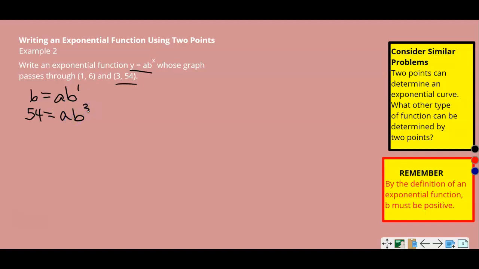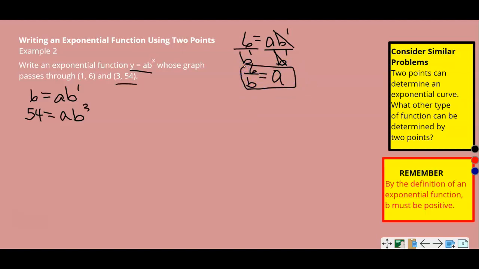All right. Now I want to solve one of these for a so I can substitute it in. So the first equation is a little simpler. So 6 equals a, b to the first power. If I want to solve for a, it means I get a by itself. So I'm going to divide both sides by b to the first. That's going to cancel. A equals 6 over b. So anything to the first power, you don't have to write that exponent. You can just assume that it's a 1 when there's nothing written there.